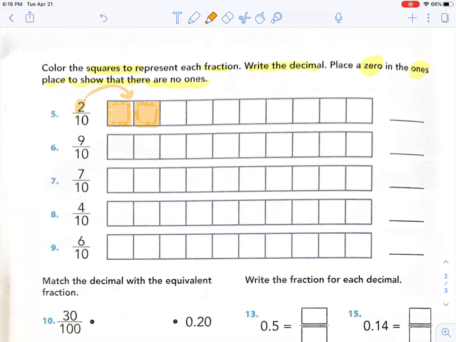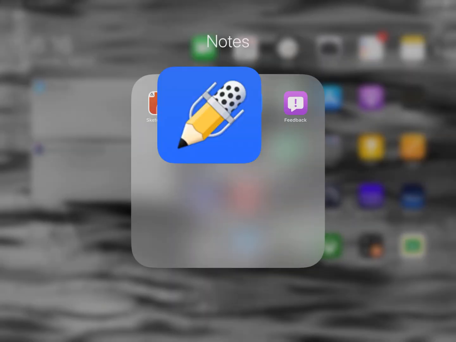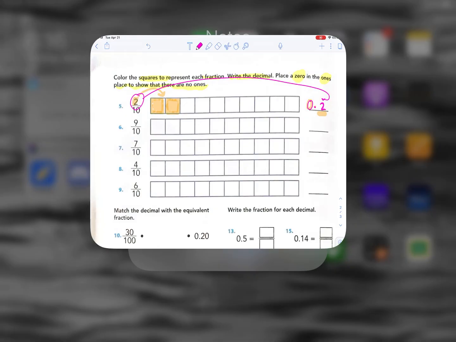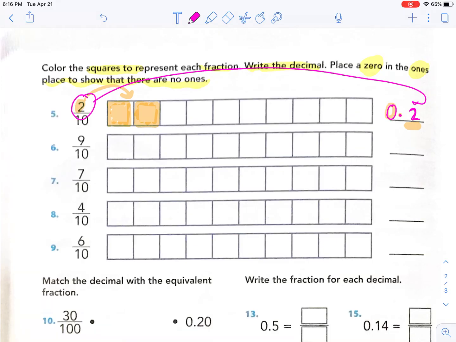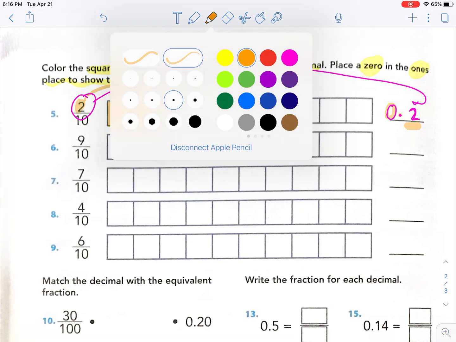Now it says write the decimal. All we're going to do is the tenths place. Here's the 0. We're only going to the tenths place. That's it. So my answer, if I were writing this out, it says put a 0 to show there's no ones. Write the decimal. And what number goes in the tenths place? 2. 2 tenths. Okay, let's look at the next one.